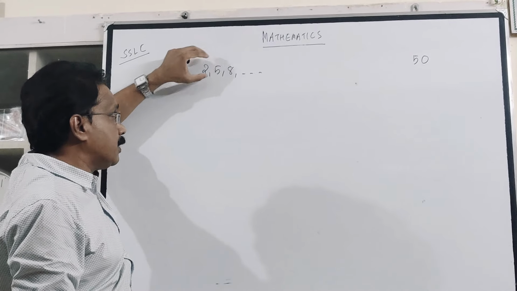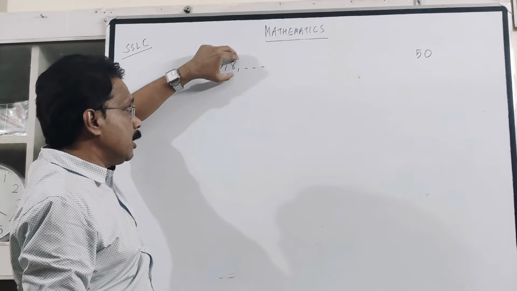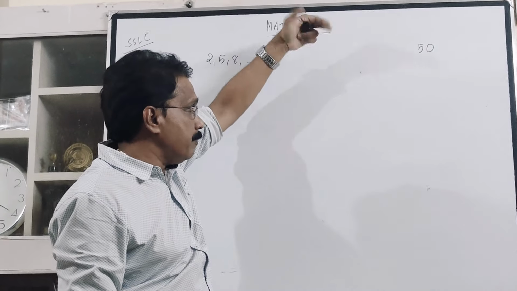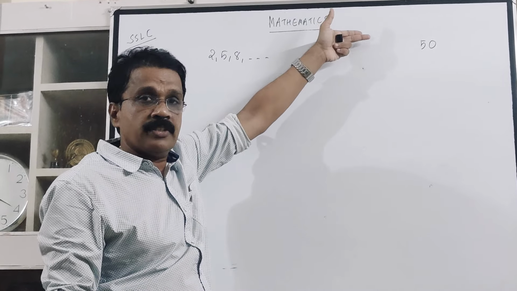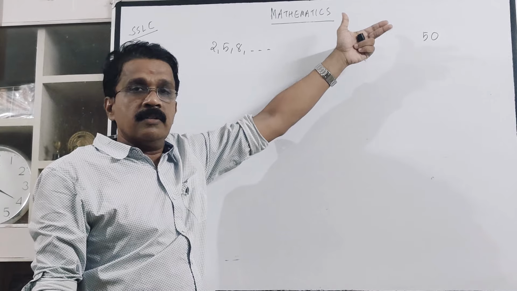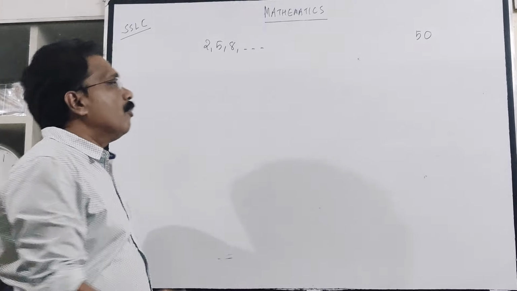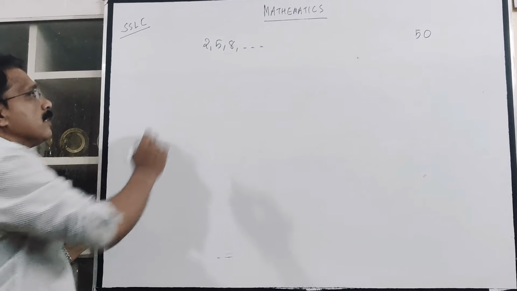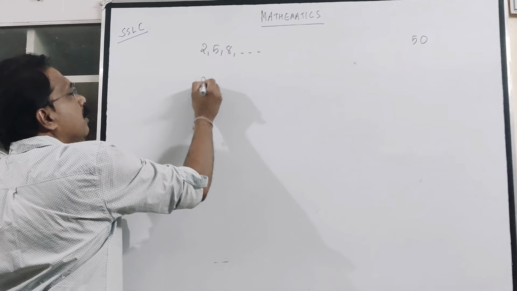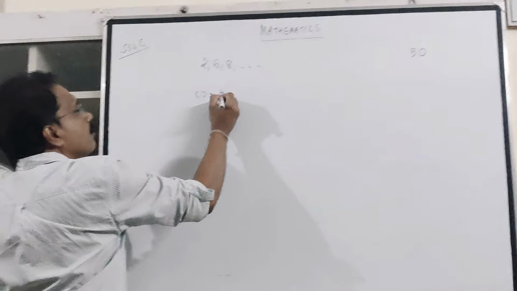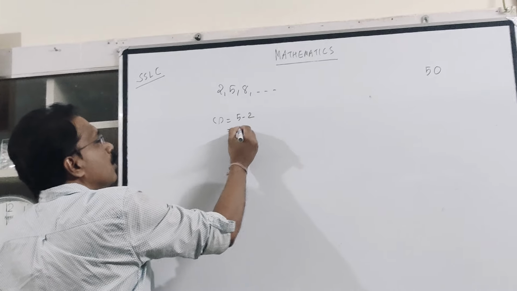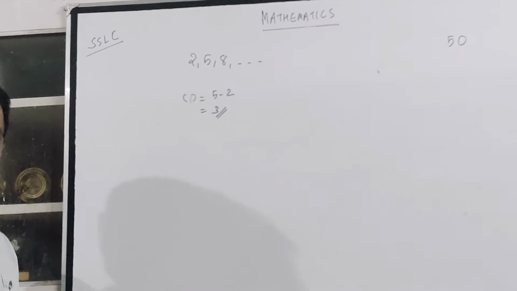Here this is the first position, second position, third position, and 50 may be 11th position or 15th position. That way we should find it. First of all, check 50 is a term. How will you find 50 is a term? First of all, find the common difference. So common difference, 5 minus 2, is 3.